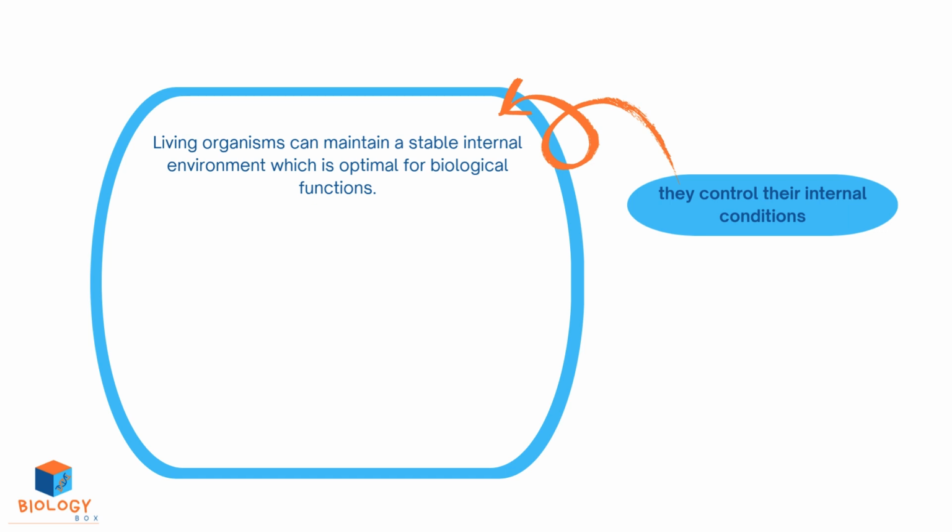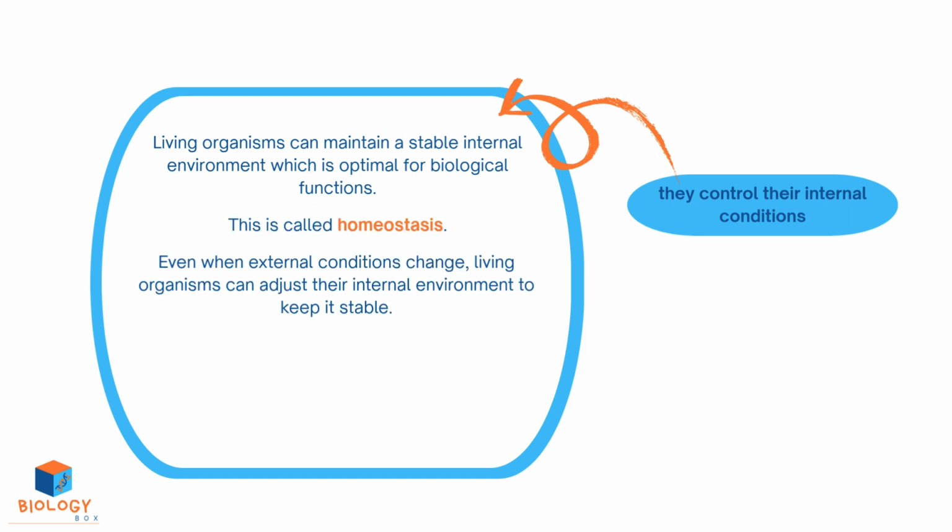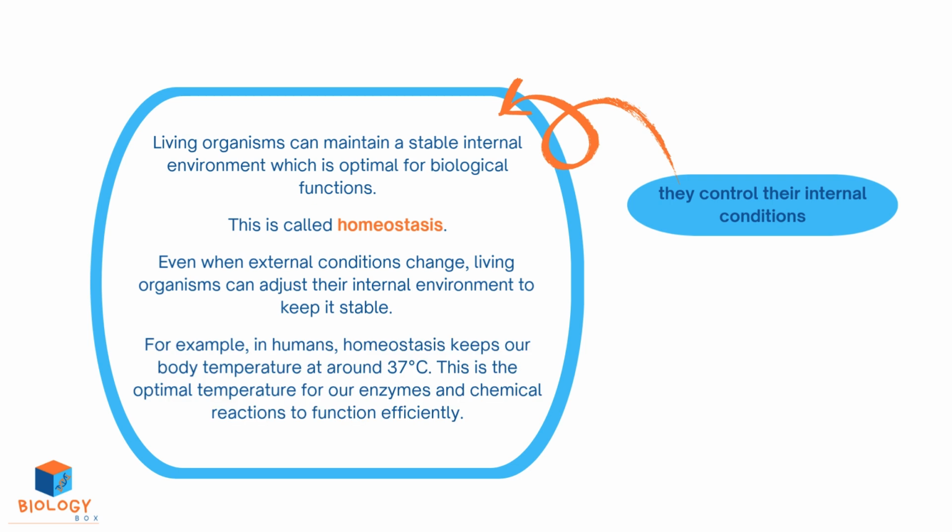Living organisms can maintain a stable internal environment which is optimal for biological functions. This is called homeostasis. Even when external conditions change, living organisms can adjust their internal environment to keep it stable. For example, in humans, homeostasis keeps our body temperature at around 37 degrees Celsius. This is the optimal temperature for our enzymes and chemical reactions to function efficiently.